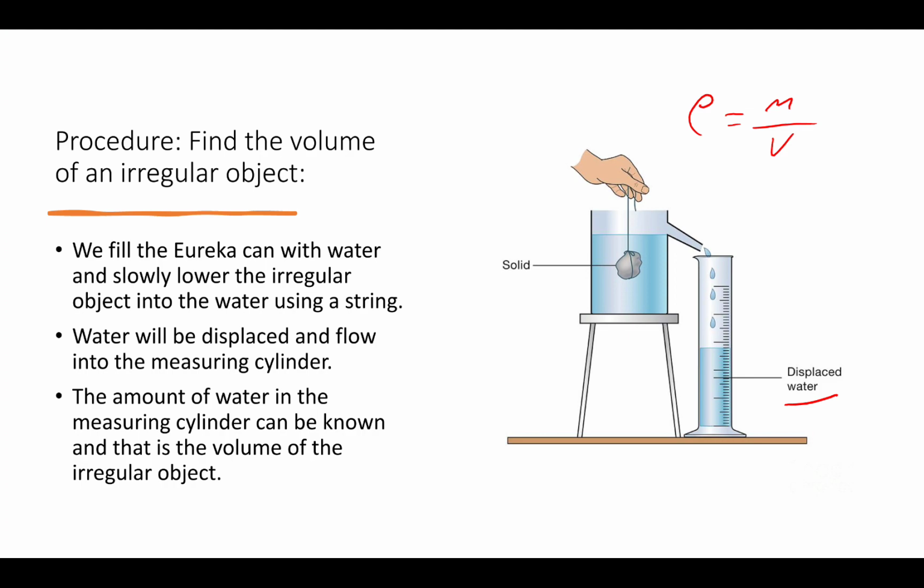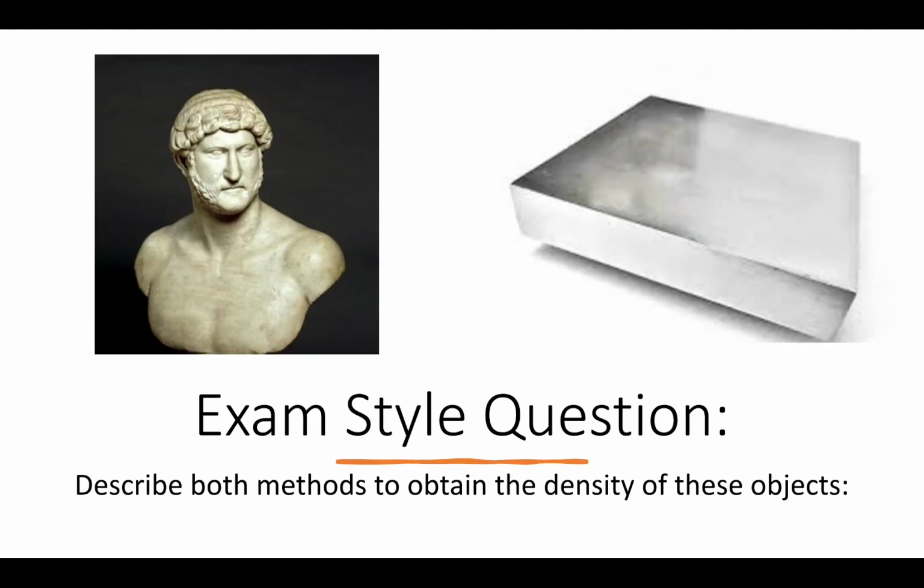So what I'm going to give you now is a 6-mark question that asks about these methods, and you've just got to write a coherent response. So here's an exam style question. Describe both methods to obtain the density of these objects. We've got a regular steel block on the right hand side and a bust on the left hand side. So what are the methods to obtain the density of these objects? Let's pause and do that, and I'm going to show you the mark scheme on the next slide.